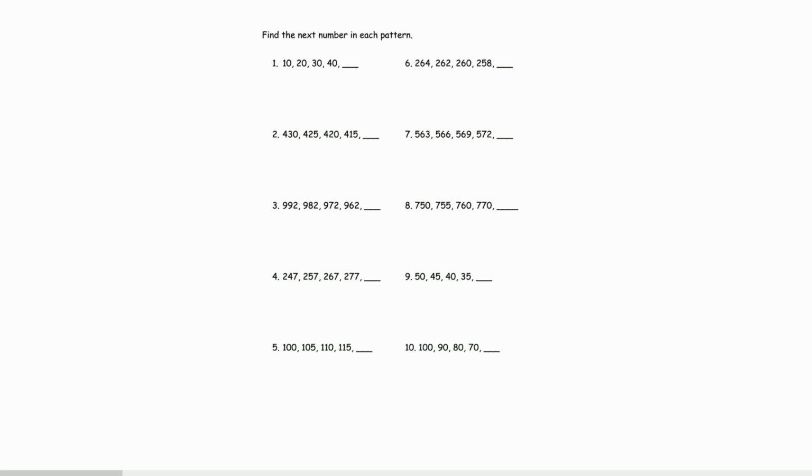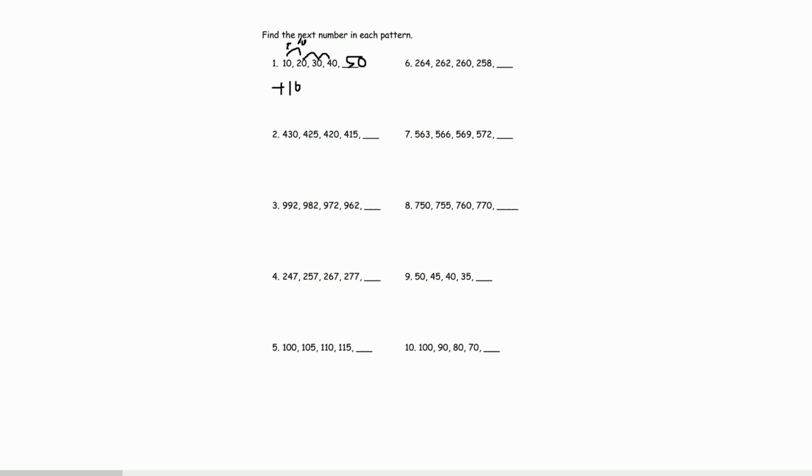Find the next number in each pattern. Okay, so number 1 we have 10, 20, 30, 40. 10 to 20, that's plus 10. 20 to 30, that's also plus 10. 30 to 40, that's also plus 10. So we know that the pattern is plus 10. So plus 10 on 40 is 50.